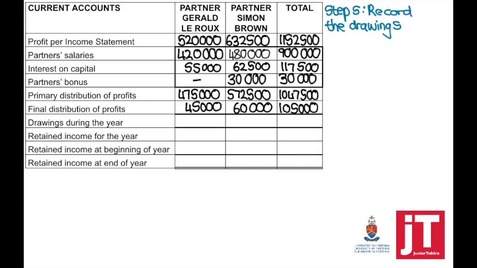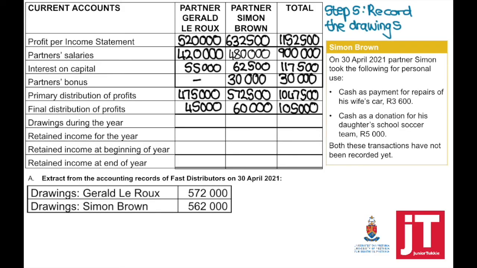Step number 5, record the drawings. So if I look at the drawings, there's additional information with regards to Simon. On 30 April, partner Simon took the following for personal use: cash as a payment for repairs for his wife's car, 3,600, cash as a donation for his daughter's school soccer team, 5,000. Both these transactions have not yet been recorded. This means that we need to add this to the balances that were given to us.